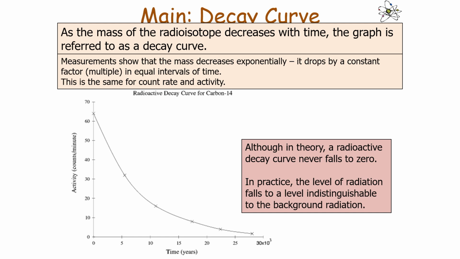Now measurements show that the mass decreases exponentially. It drops by a constant factor in equal intervals of time, which is the same for the count rate or the activity. Again, why is that? Because each nucleus has the same chance of decaying. Now, although in theory the radioactive decay curve will never fall to zero, in practice the level of radiation falls to a level which is indistinguishable from the background radiation.